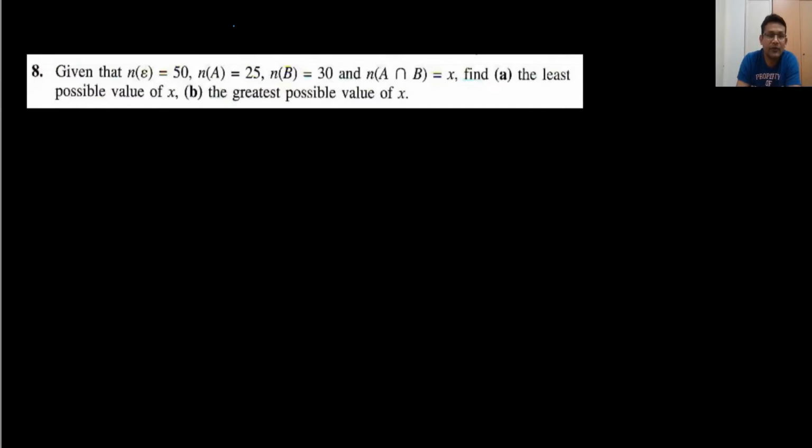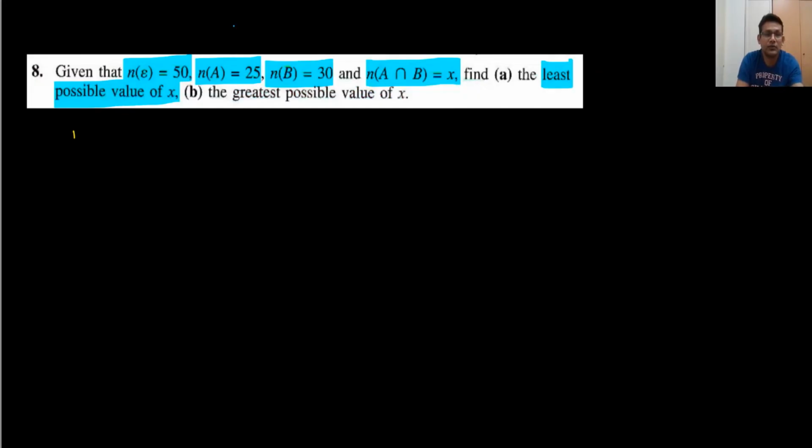We have one question here. In this question, the universal set is 50, A is 25, B is 30. Today's target is to find the intersection, the least possible value and the greatest possible value.